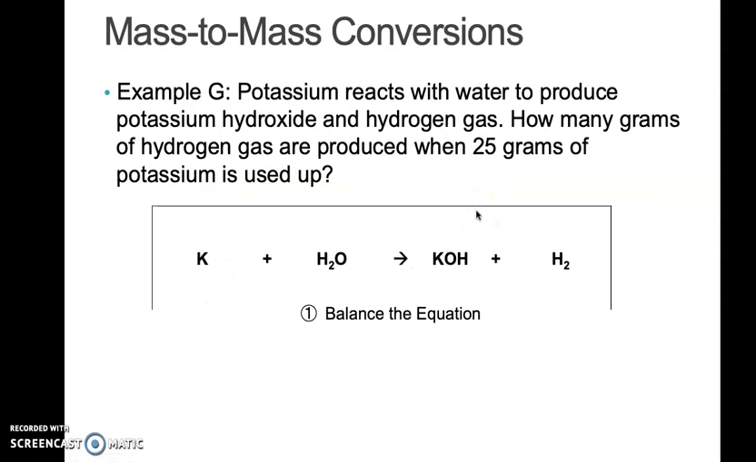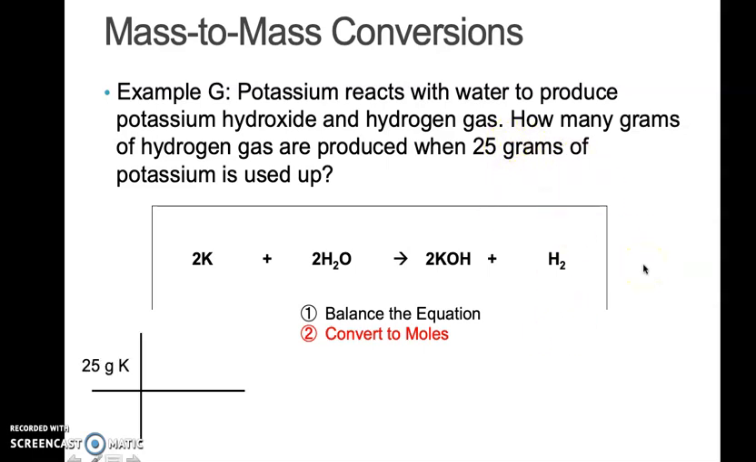Then we have mass to mass conversions. So same problem here. We want to balance it. We balance it. We want to convert to moles first. We cannot do anything in these types of reactions or these problems without first converting to moles. So what do we have? We have 25 grams of potassium. We're going to go ahead and put that up top. We have 25 grams of potassium. We want to convert it to moles.